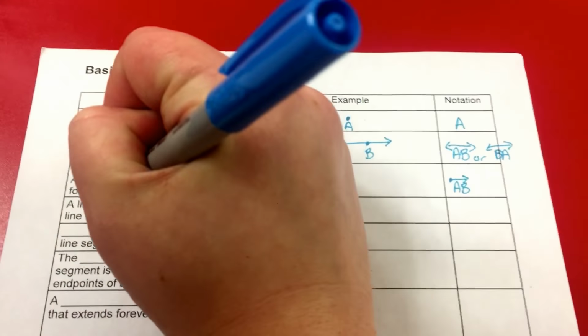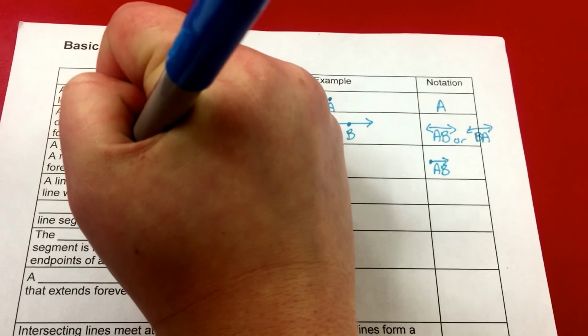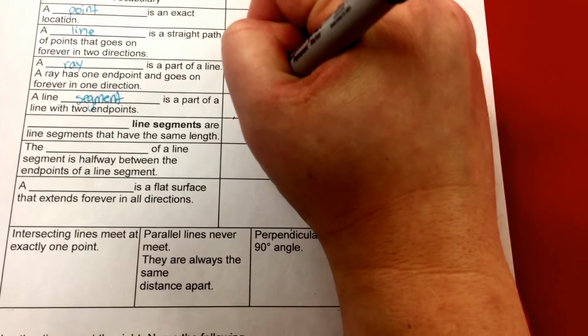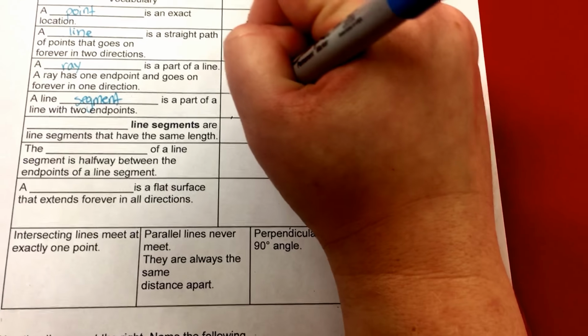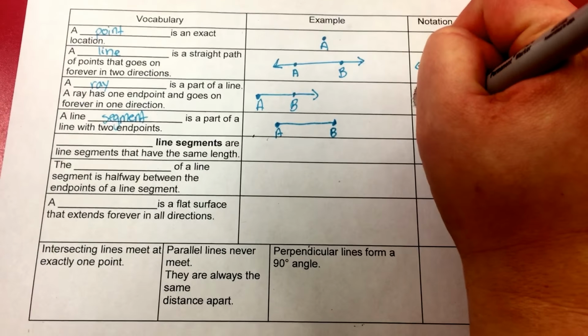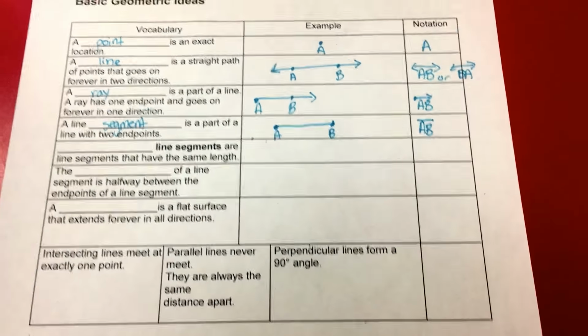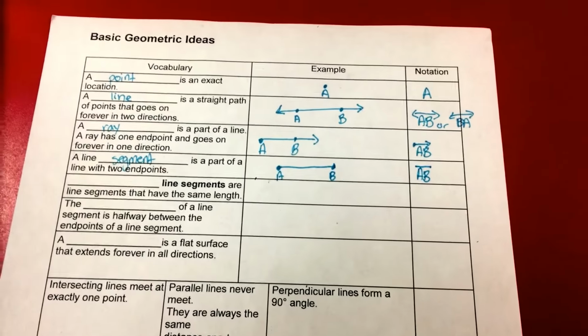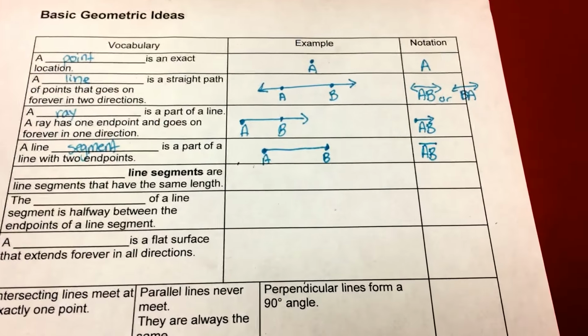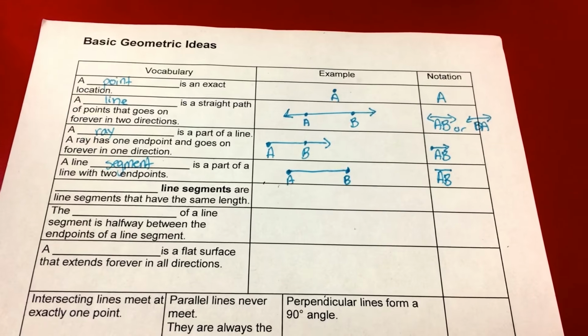Next we have a line segment. A line segment is part of a line that has two endpoints. So if we had an endpoint here and an endpoint here, this would be a line segment. And we write that as A, B, with just a line over the top with no arrows going in either direction. And a segment means part, so this is part of a line.